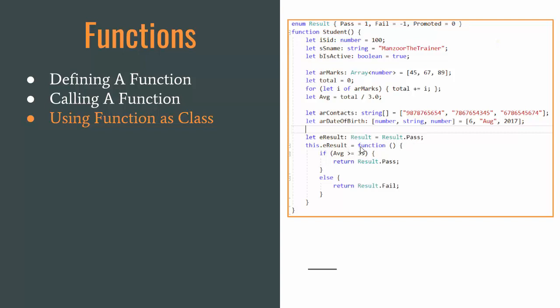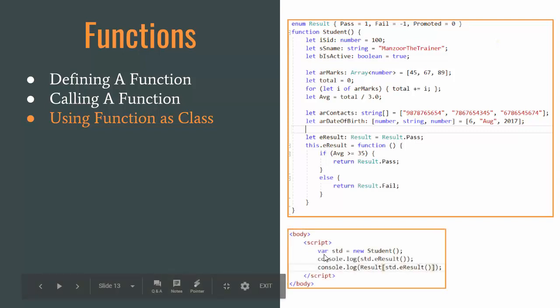Now I'm defining a function inside the function. So this function is now acting as a class and the function inside the function is acting as a method, and these are all properties, or you can say fields. Now this.result equals a function, result is a function. If average is greater than or equal to 35, then pass, else fail. Simple logic. Now how do I create the object of class student?